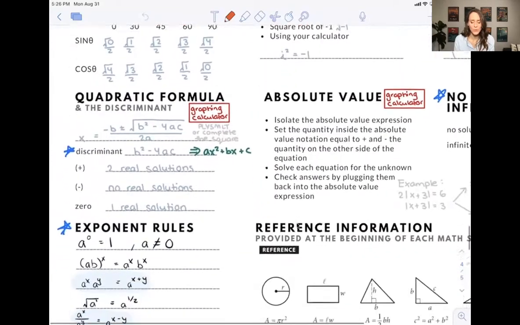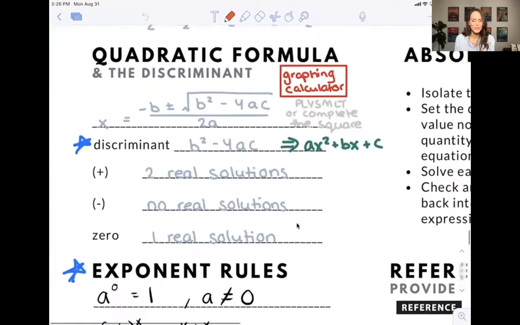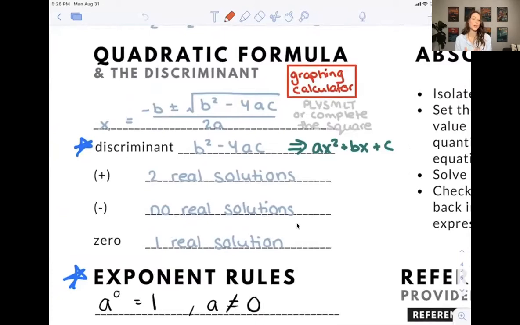You should know the quadratic formula. I don't use the quadratic formula a ton on the SAT though. I prefer completing the square personally. If you are not comfortable with completing the square, or you've never even heard of completing the square, then you absolutely should know the quadratic formula.